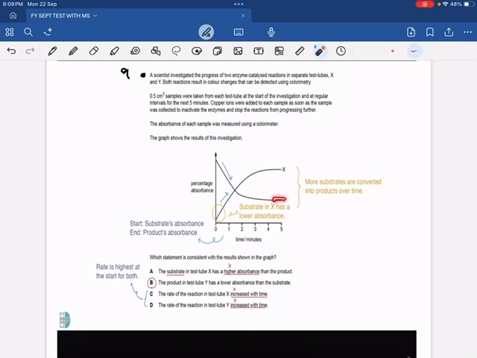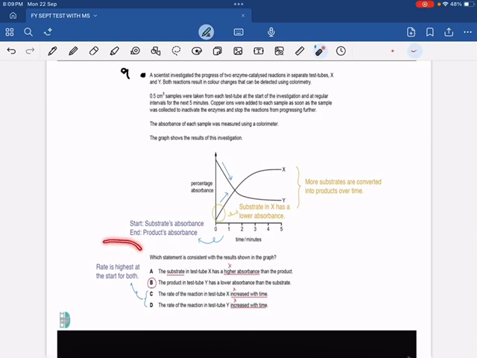If we consider this as the product, because this is the part where the reaction is ending, and we look at the absorbance of the product, it's less. So the product in test tube Y has a lower absorbance than the substrate, and then these two are completely wrong, because it says that the rate of reaction in test tube X increases with time, and the rate of reaction in test tube Y increases with time.